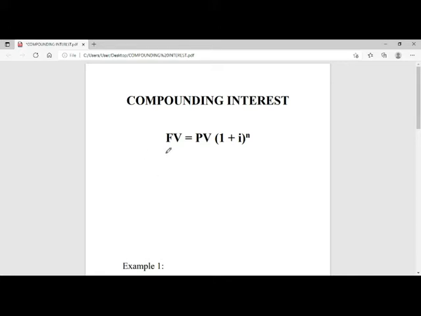The FV here is simply referred to the future value. So the future value here can refer to the value after a certain period. It can be 1 year, 2 years, and it can be even 1 month or 2 months. Next, the PV here stands for present value. It simply refers to the amount of money that you have currently. The I here is referring to the interest or the return that you can get through the investment. And the N here is simply referred to the number of years involved in your investment.